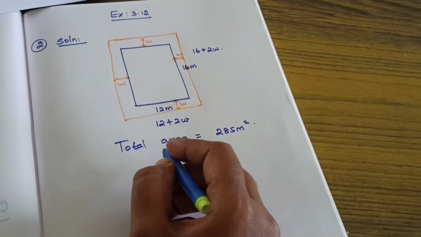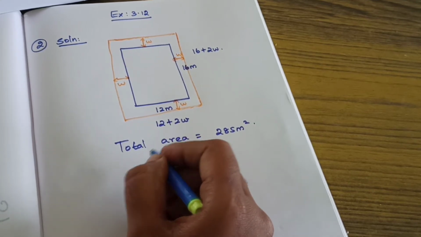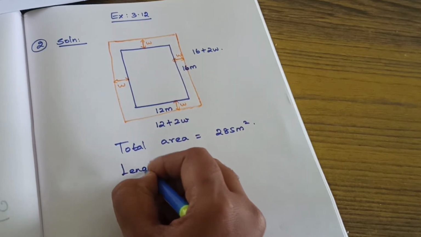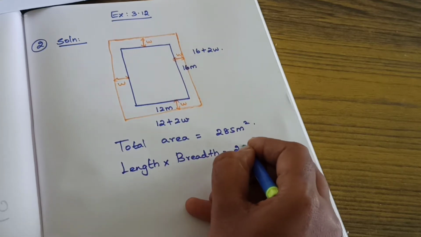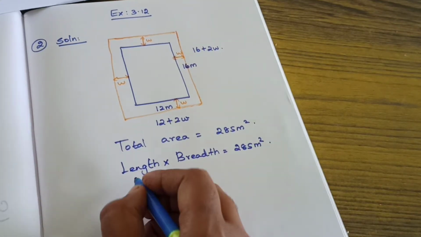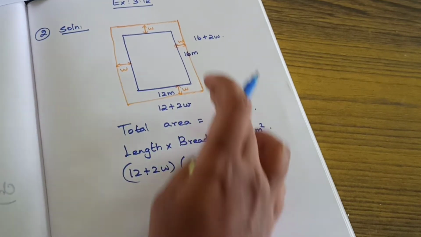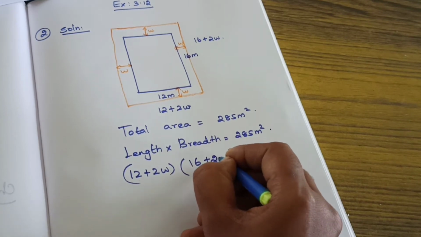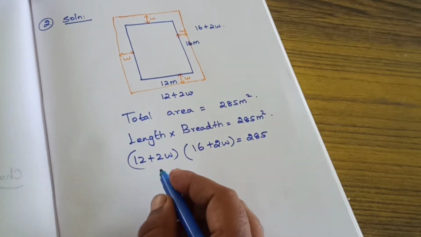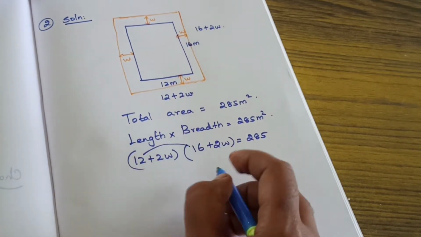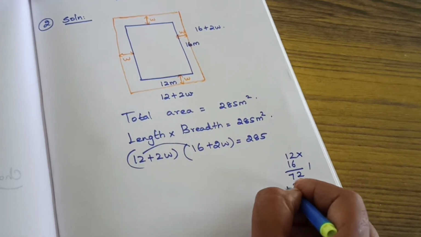So, total area of the rectangle. What is the area of the rectangle? Length into breadth. So length into breadth equals 285 meters square. So what is length? 12 plus 2W, into what is breadth? 16 plus 2W, which is equal to 285. Now for the bracket multiplication, just multiply this 12 into 16. So 12 into 16, that is 192.